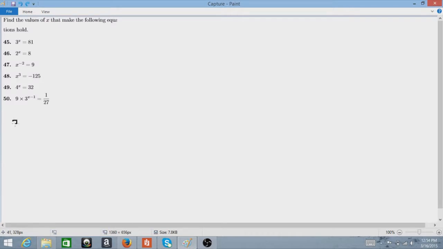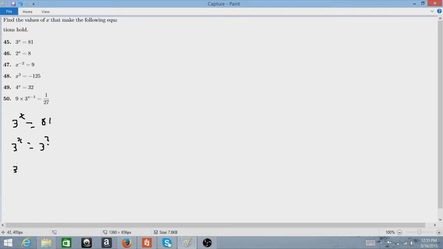We have here the first question: 3 to the power of x is equal to 81. Now, in order to find the value of x here, we must make these two bases on both sides equal. So it will be 3 to the power of x is equal to 3 to the power of something to give you 81. And that something, when you look, you will see it will be 4.